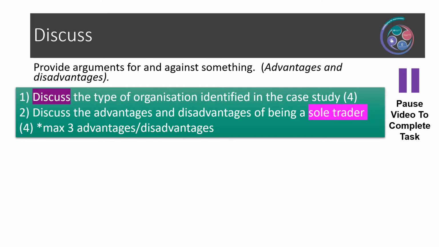Discuss the type of organisation identified in the case study, in which you've got to look at the case study, pick out the type of organisation, and then give me advantages and disadvantages. But they might be a wee bit more generous and actually tell you what discuss means. So they will say discuss the advantages and disadvantages of being a sole trader, and what that just means is that you've got to describe the advantages and disadvantages. So they may be kind to you and actually tell you what you've got to do there, or you may have to guess.